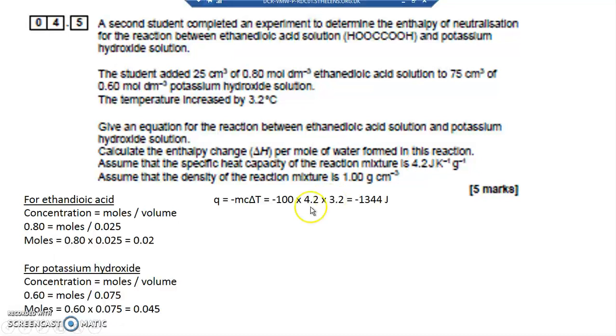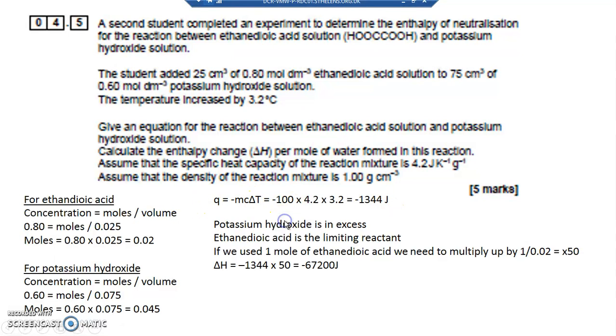Specific heat capacity 4.2, temperature change 3.2, minus 1344, and it's in joules. So that's my heat change. Potassium hydroxide is in excess. Ethane dioic acid is the limiting reactant. What I mean is that there's plenty of potassium hydroxide. The reaction stops and that amount of heat is given out when the ethane dioic acid is used up.